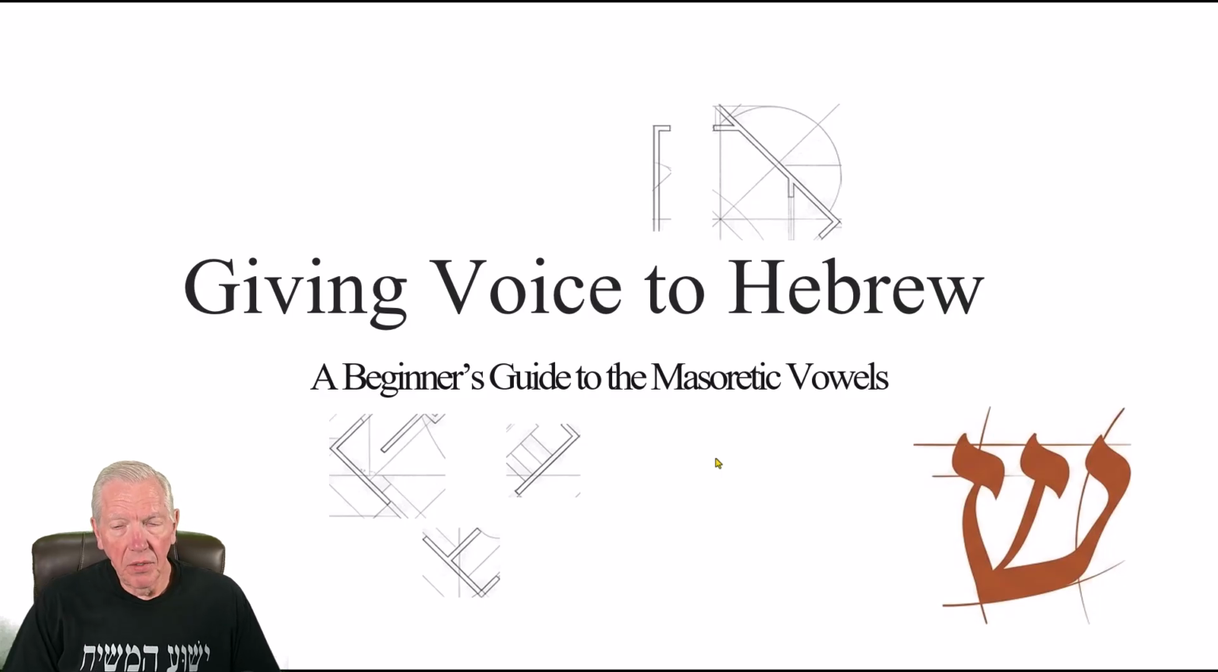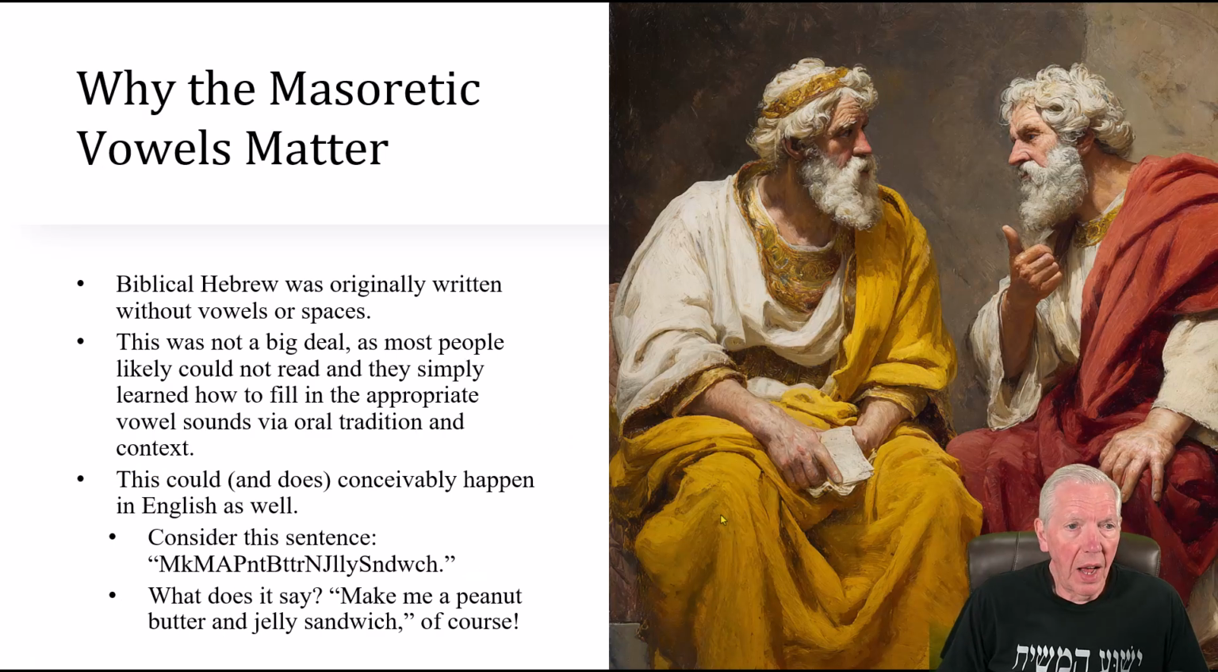I've entitled this Giving Voice to Hebrew, a Beginner's Guide to Masoretic Vowels, but before we go down the road with Masoretic vowels, I need to explain how we got to those vowels in the first place. The Masoretic vowels matter because Biblical Hebrew was originally written without vowels or spaces. And of course, back in the day, a lot of people couldn't read, and so they relied on just the context and the community, the oral pronunciation of the words. And so they learned how to fill in the appropriate vowel sounds via oral tradition and context.